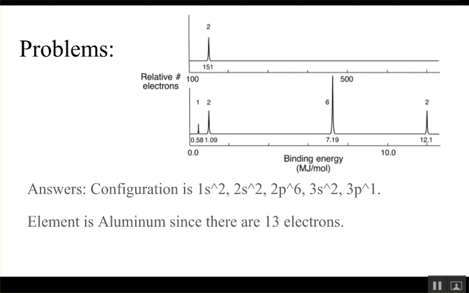This graph shows the element aluminum, since it has 13 electrons. And the configuration would be 1s2, 2s2, 2p6, 3s2, and 3p1.